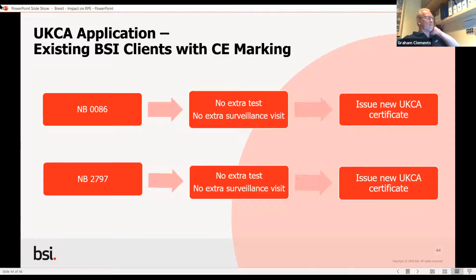So if you were with notified body 0086, there's no extra testing, no extra surveillance visit, and we can move straight to a UKCA certificate. If you were with BSI under notified body 2797, which is European, again, we wouldn't add any extra tests, and we wouldn't add any extra surveillance visits, and we'd mirror your UKCA certificate just with those changes that need to be made.